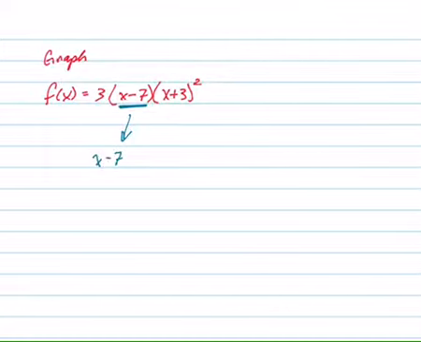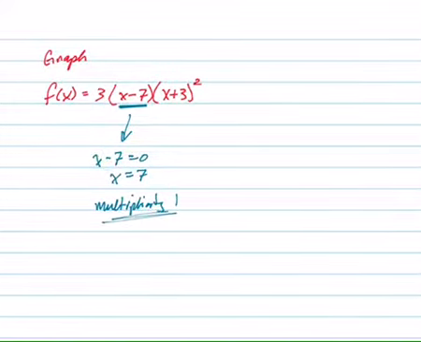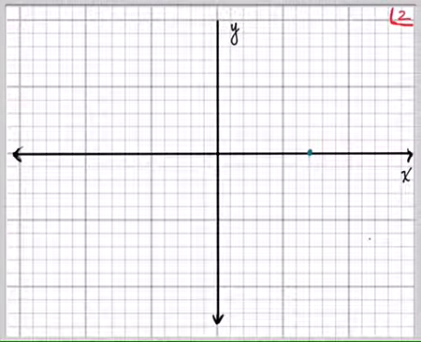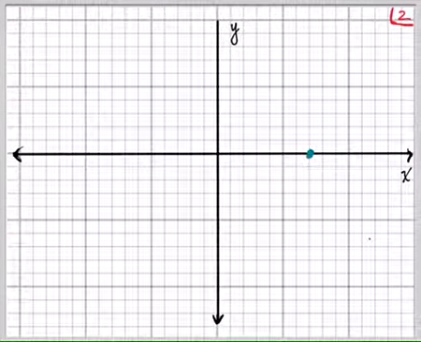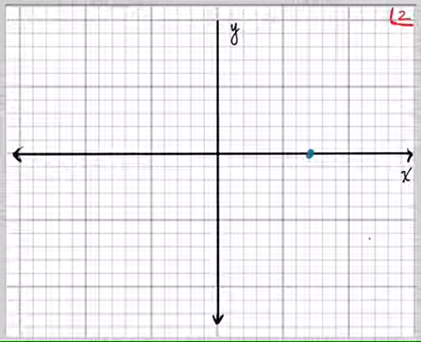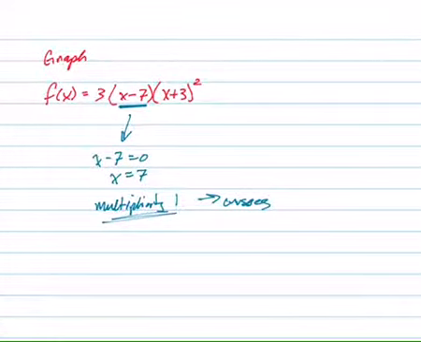So x minus 7 equals 0, which means x equals 7 is one of my zeros, and it has a multiplicity, called multiplicity 1. And multiplicity 1 means that it crosses there. It goes straight through. So I can go ahead and put 7 on my graph, and it's going to go through. Now, I don't know if it's going to go through like this or like this yet. And that's where the end behavior comes in. Okay, we'll do that in a second.